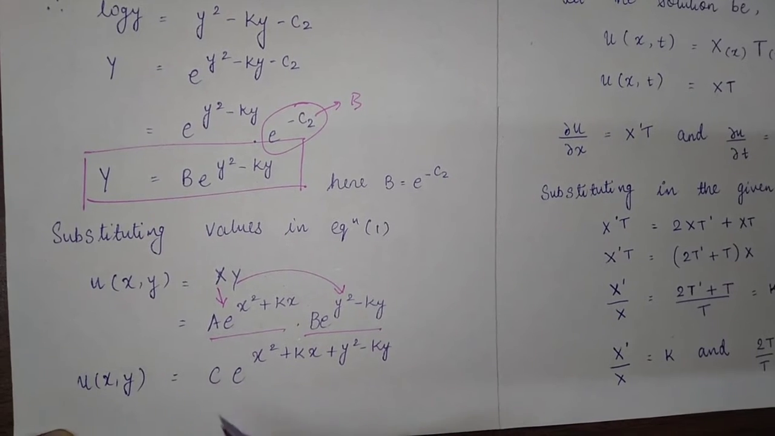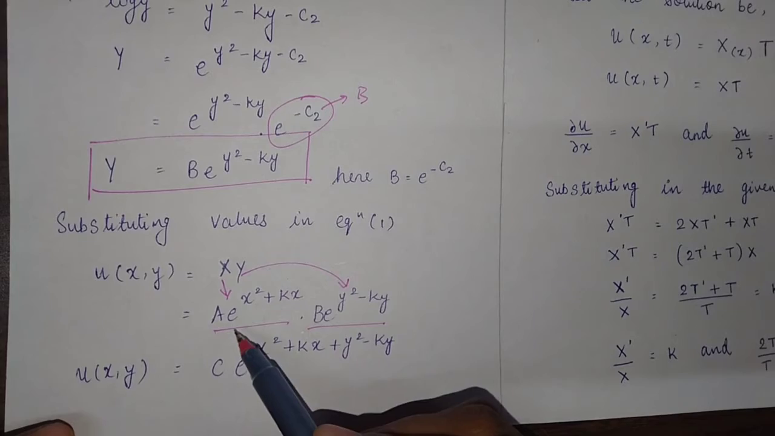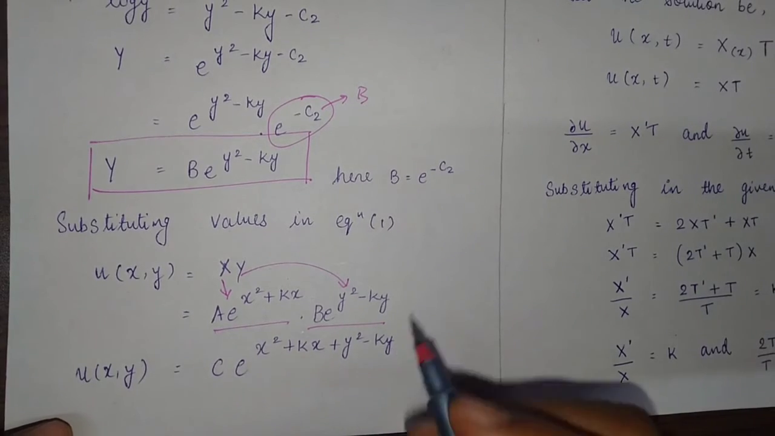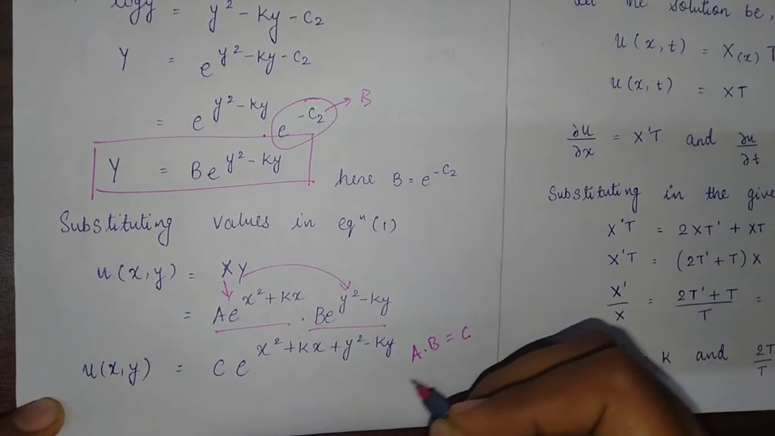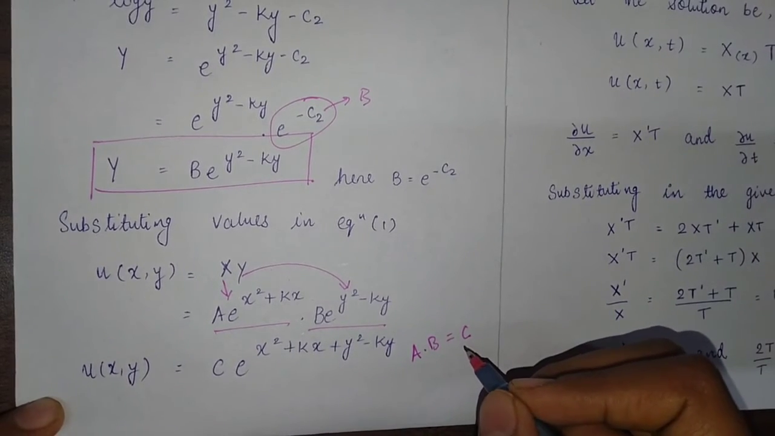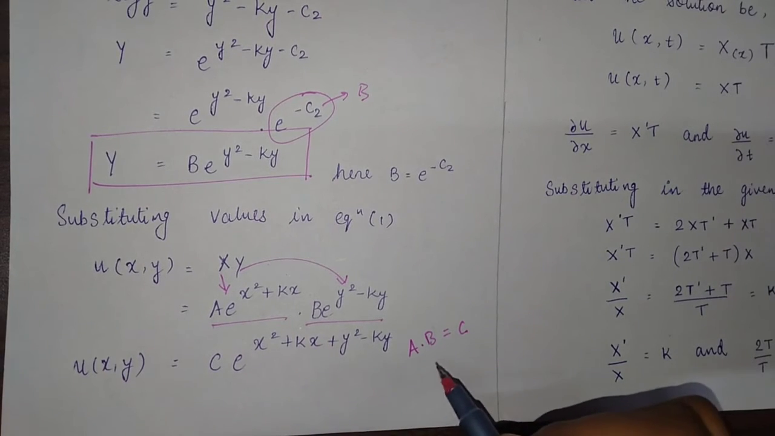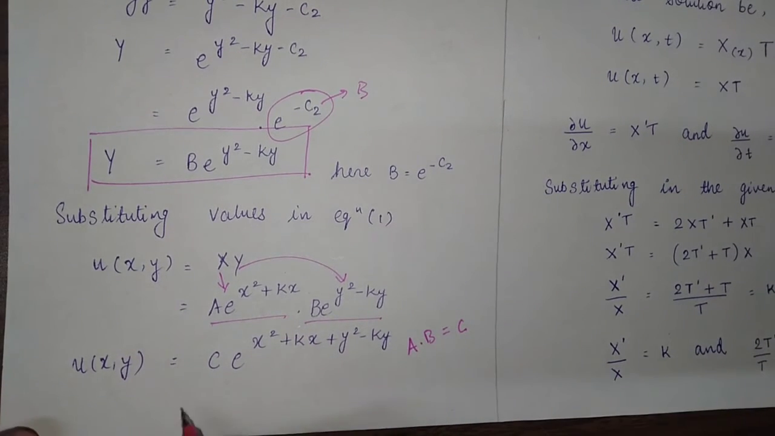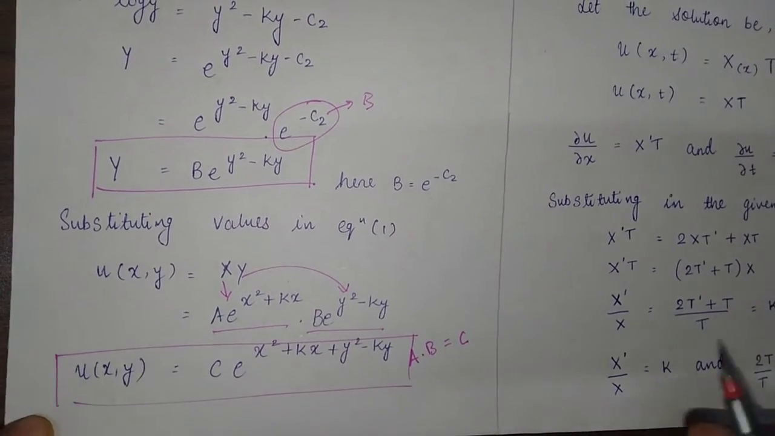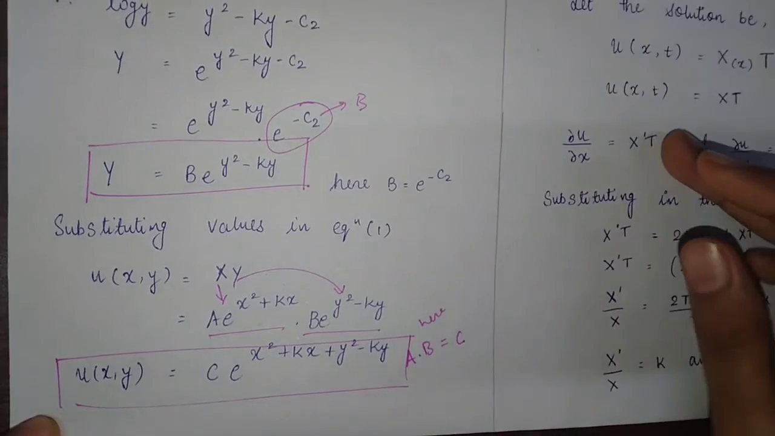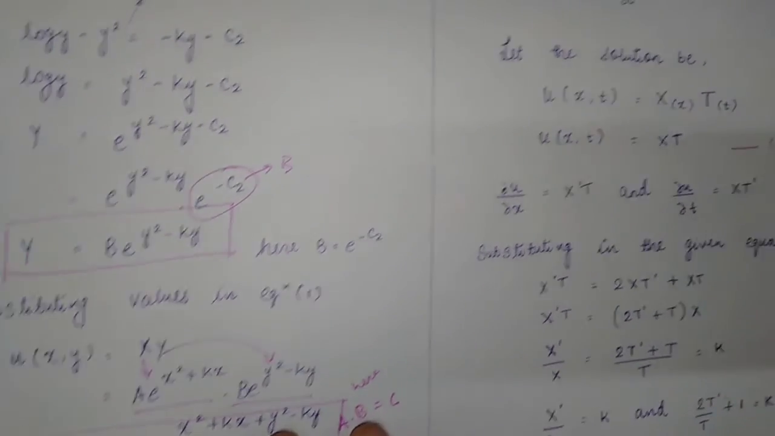So now if I write a into b equal to e raised to all these terms, and take a into b as c, any one constant, a and b are two different constants, but instead of those I can write c. So it will be c into this whole term. So finally this will be your answer. Okay. So now example 3.